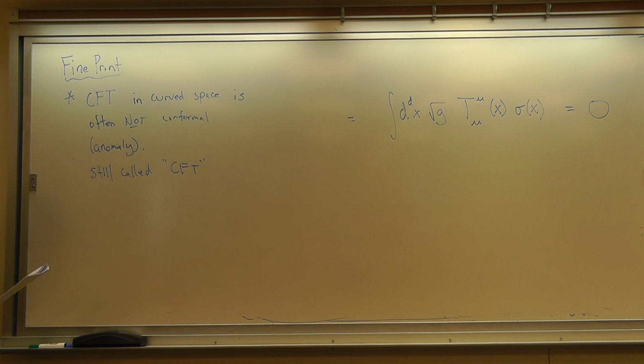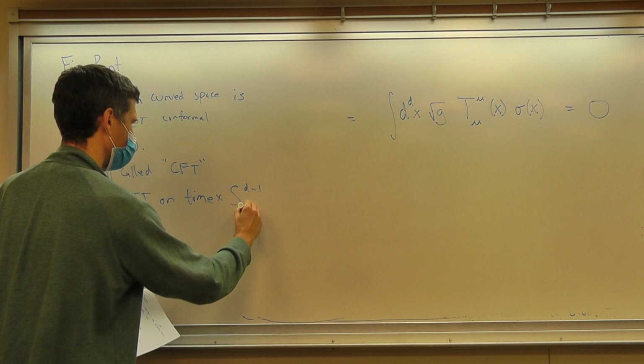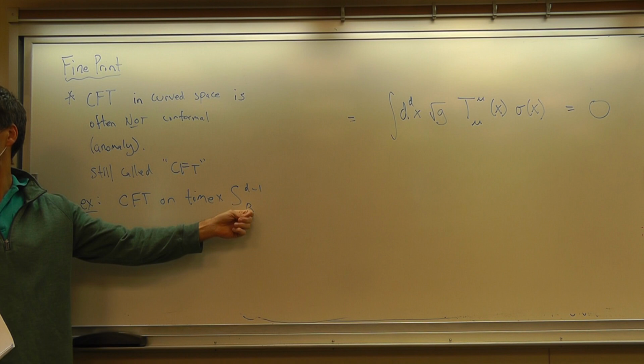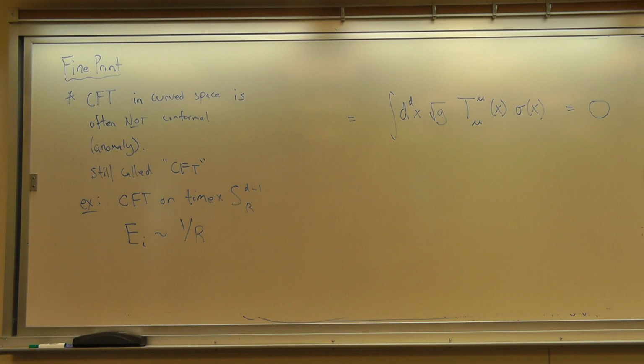So, for example, let me say the confusion that this always causes. We often talk about the spectrum, the energies of a CFT. If you take a CFT on time times a sphere of radius r, then the CFT has a discrete spectrum of energy levels, and therefore it has numbers with units associated to it. But the fact that it's a CFT means that all those numbers will be determined by the size of the sphere. So the energy levels of this theory will all go as 1 over r, because that sets the units. And that would be the only way that they depend on r.